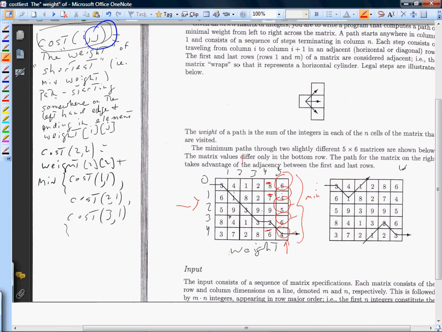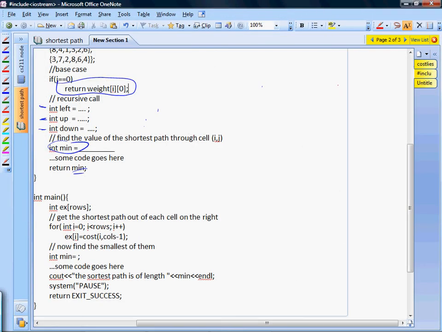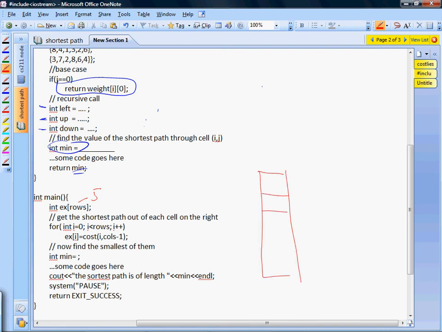And so if we look at the main program, that's essentially what it's going to be doing. Okay, so here's the main program. We know what rows is. The number of rows here is going to be 5. So we create an array called EX, the array EX of size 5, indices 0, 1, 2, 3, 4. In EX sub i, we're going to call the cost function for that particular row. So here we're going to call the function cost for row 0, column 5. Here we're going to call the cost function for row 1, column 5, and so on down here until I call the cost function for 4, 5.